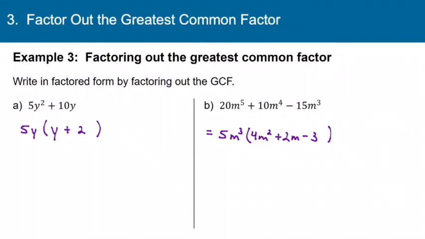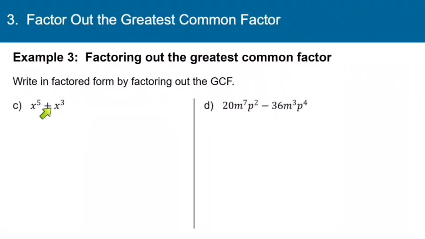There is nothing besides 1 that goes into 4 and 2 and 3. And we also need to make sure that m is no longer common to all three terms. So these two terms have an m, but this one doesn't. That's good. That means that 5m to the 3rd was the largest thing we could have pulled out. So we did that right.